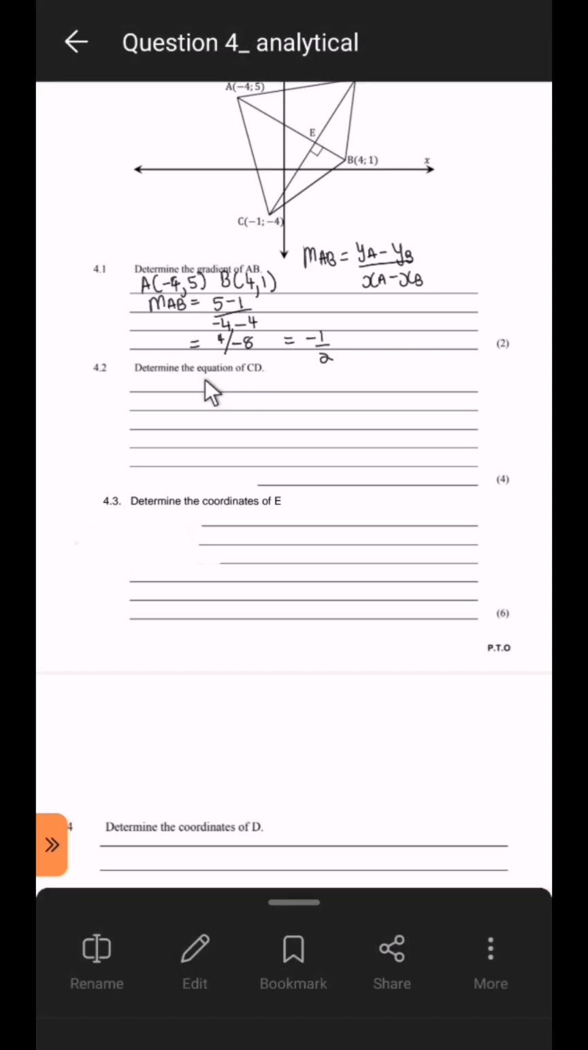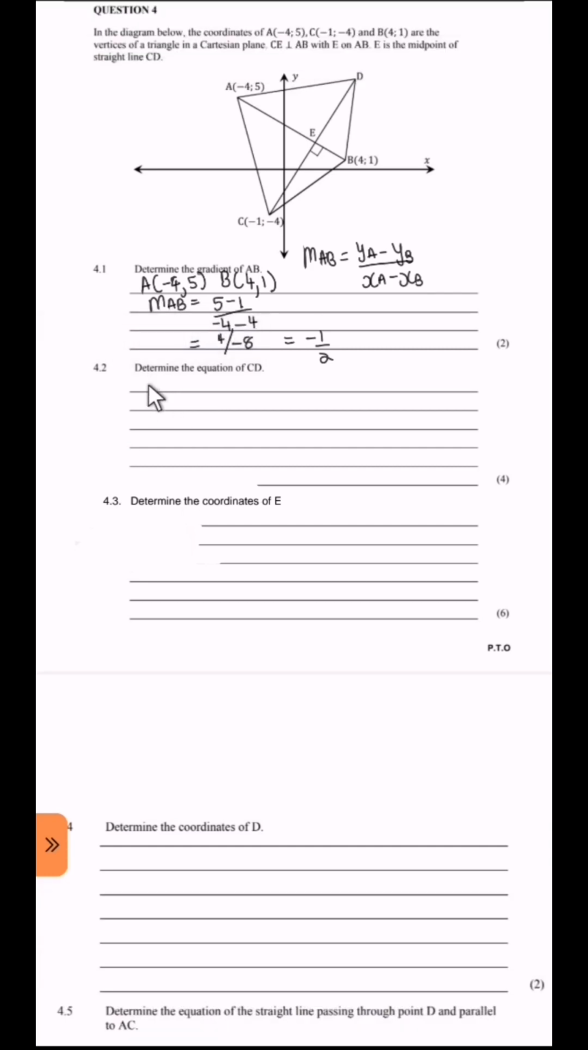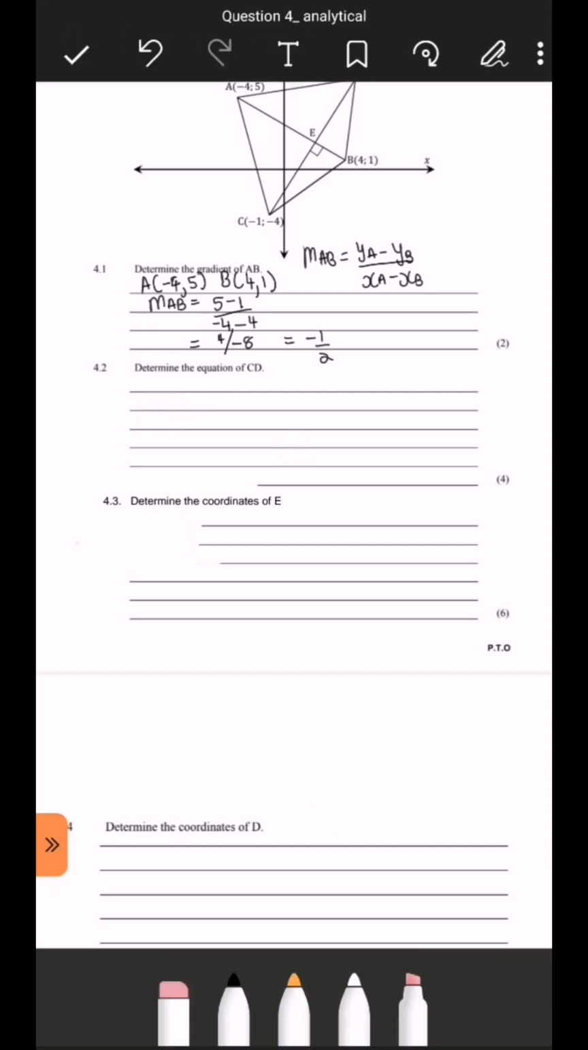So when two lines are perpendicular to each other, it means that the gradient of AB times the gradient of CD is equal to -1. In this case, we already have the gradient of AB. Therefore, it means that the gradient of CD is +2.